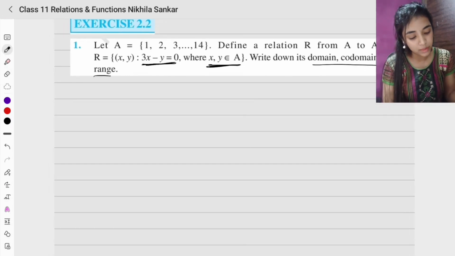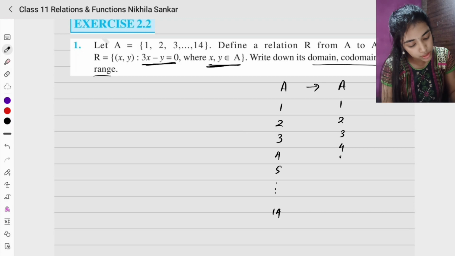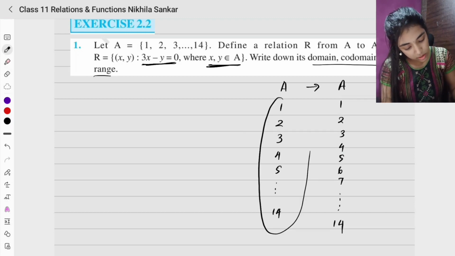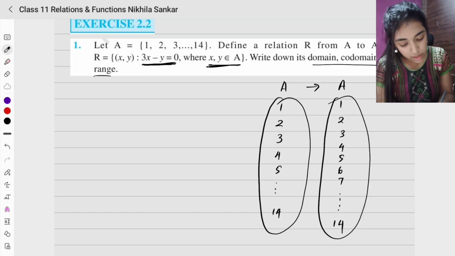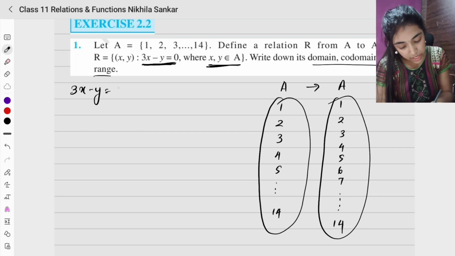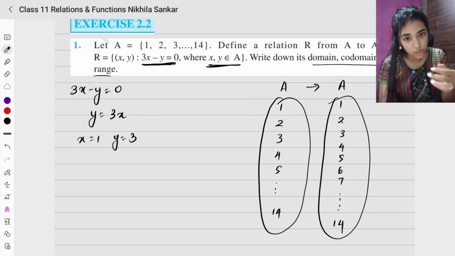So let me draw an arrow diagram to make it simpler for you. I have A to A as the relation. What are my elements in A? It is going to be 1, 2, 3, 4, 5 until 14. And again I'll have 1, 2, 3, 4, 5, 6, 7 until 14. These are all going to be my elements of A and these are my elements of A again. Now for this relation, I have 3x minus y equals 0. So I have y equals 3x. So this is the relation. Correct? When x is 1, I'll have y equals 3. So it is going to be multiples of 3.